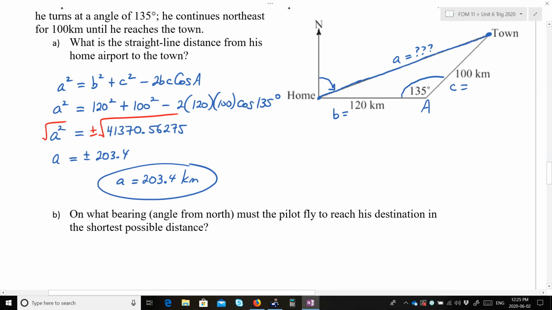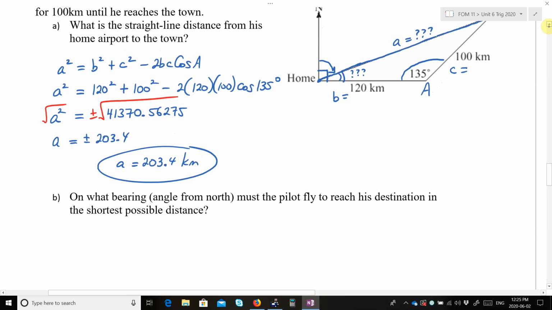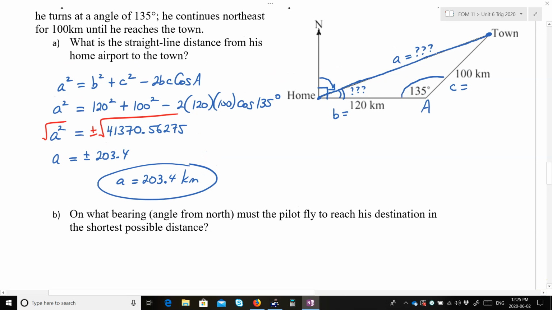Okay, and so what we need to do is figure out this little angle here and realize that this whole thing is 90. So we'll go 90 minus that little angle that I'm putting question marks by, and that will leave us with the angle from north that we're looking at. Inside the triangle there's no 90-degree angle. We only know one angle, so we're going to have to use sine law or cosine law.